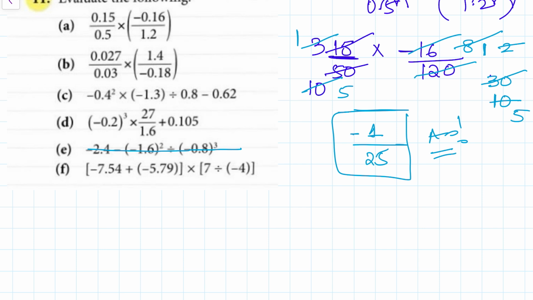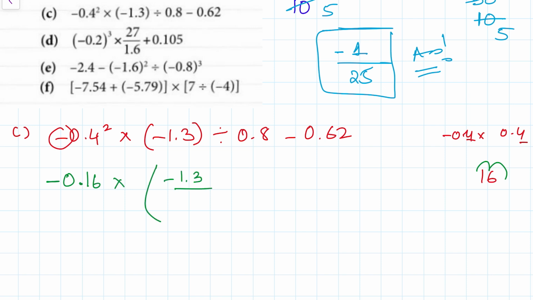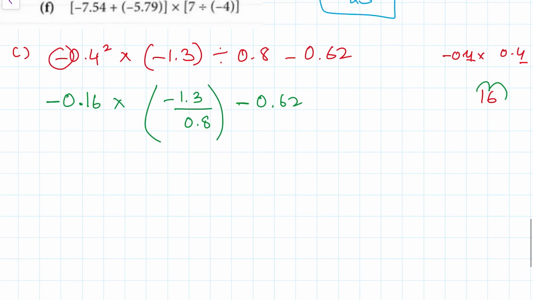Let's do the C part. Minus 0.4 square into minus 1.3 divided by 0.8 minus 0.62. How do we calculate minus 0.4 into minus 0.4? 4 times 4 is a 16. Okay, so there's only one minus, not two minuses. There's a minus outside. Move 2 decimals back, it becomes a minus 0.16. Multiply by minus 1.3 divided by 0.8 minus 0.62.